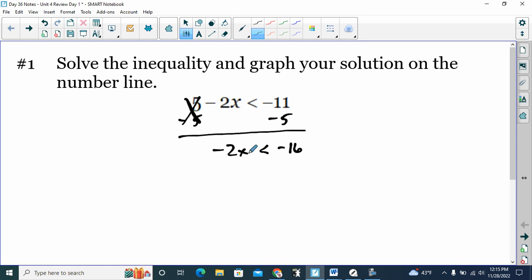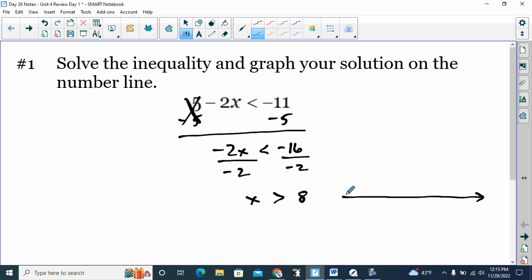This means negative 2 times x. We cancel multiplication with division. Negative divided by negative is positive. 16 divided by 2. We did divide both sides by a negative number. We divided by negative 2, so we need to flip our inequality around. X is greater than 8.